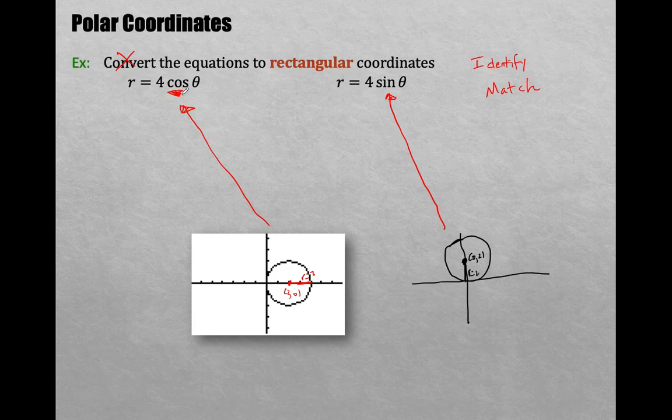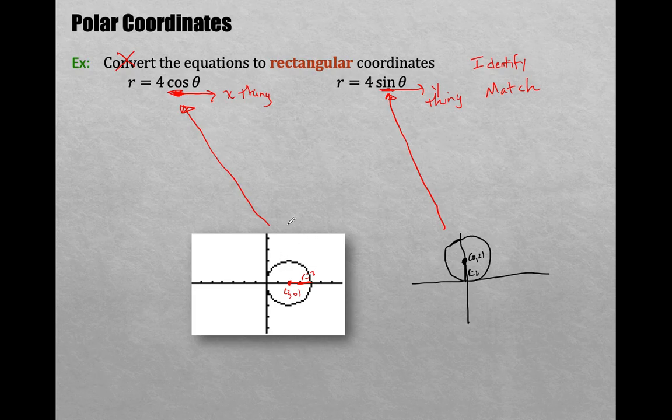Coordinates on the unit circle. Who did cosine go with, x or y? Wasn't cosine an x thing? It was always the x coordinate. And who did sine go with? Sine always was a y thing. I want you to look at those 2 circles.